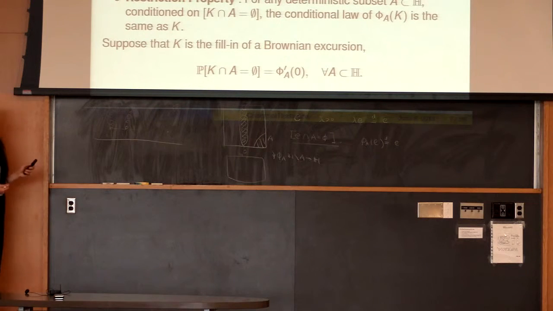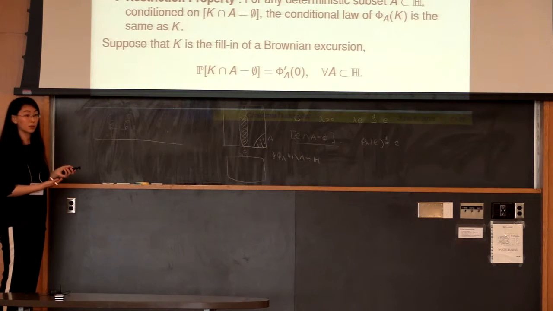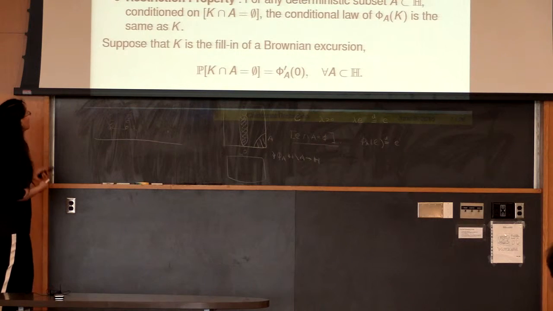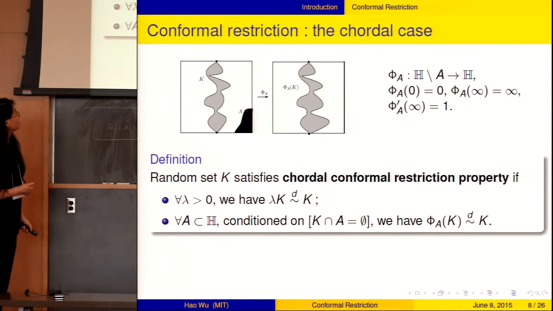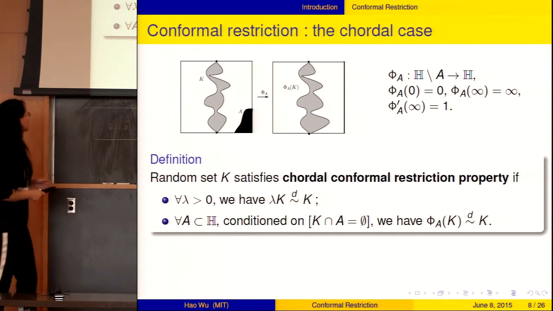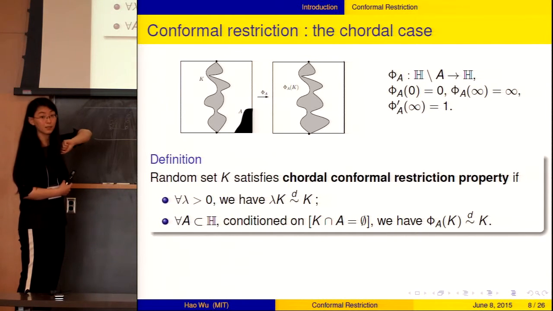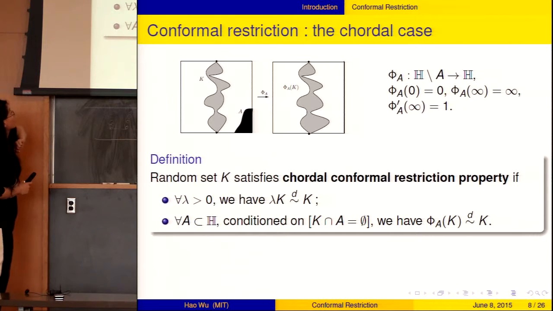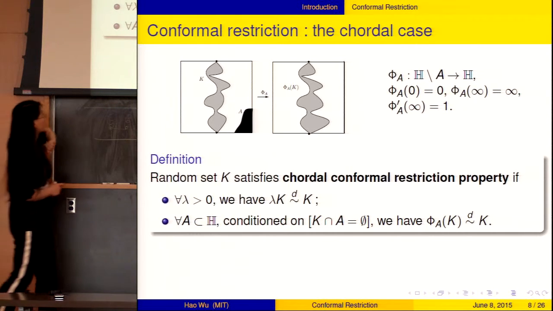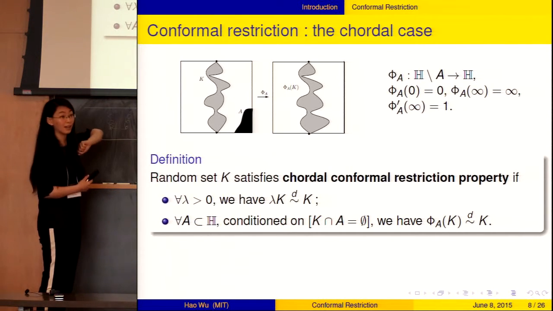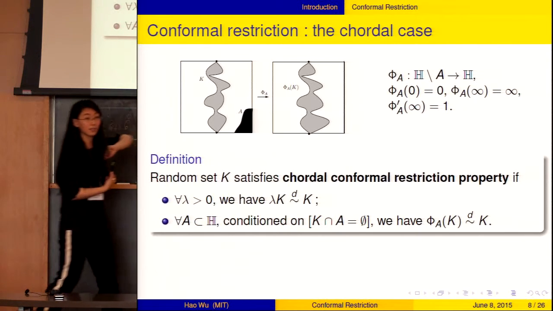And now we can introduce what a conformal restriction measure is. The idea starts from here. We say that a random set K satisfies the chordal conformal restriction property if it has the following two properties. First, it is scale invariant: for any constant lambda, lambda times K has the same law as K. Second, it satisfies the restriction property: for any fixed set A, conditioned on K avoiding A, phi A of K has the same law as K.